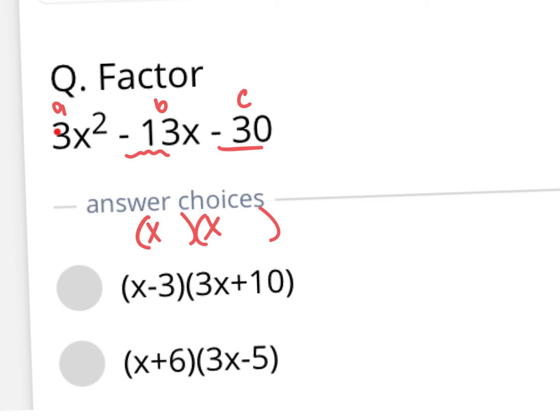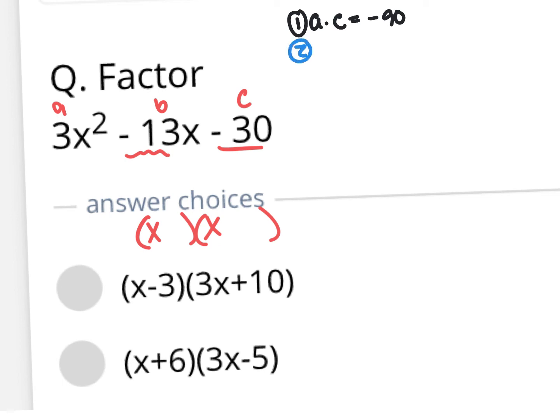Because this 3 messes it up. It might be a 3x right here. It might be a 3x over there. So we must use those multiple steps that we learned. So let's begin with multiplying a times c. Again, you always do this whenever you don't have an a value of 1. When you see a number in front of x squared, you must do this. And we go 3 times negative 30, we get a negative 90.